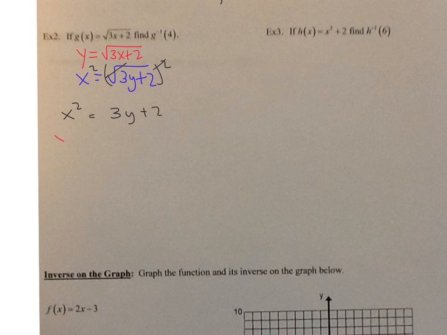Minus 2 from both sides. x squared minus 2 is equal to 3y. Divide by 3, we get x squared minus 2 all over 3. And that's the inverse of g of x. So the inverse of g of x is equal to x squared minus 2 all over 3.